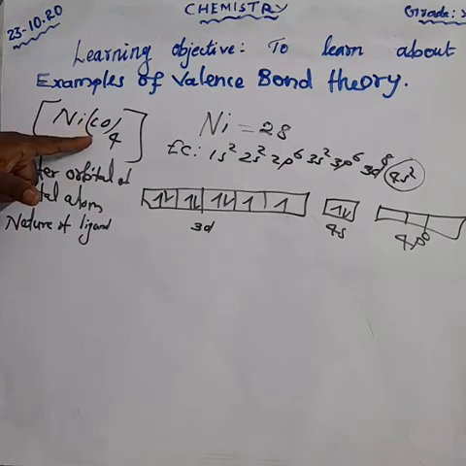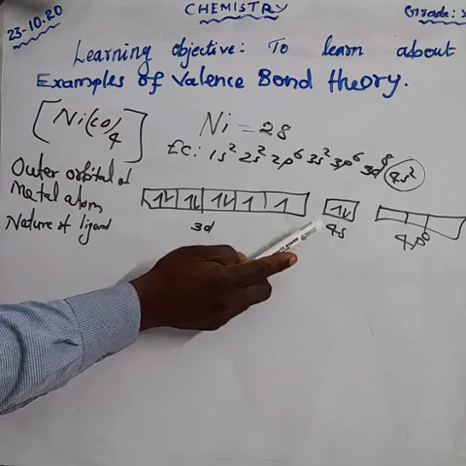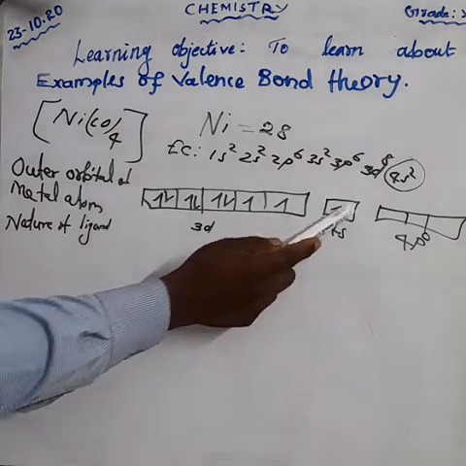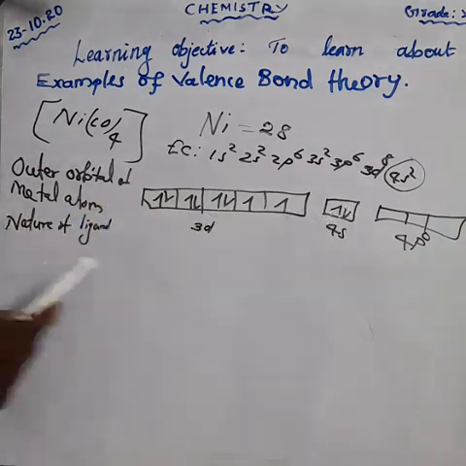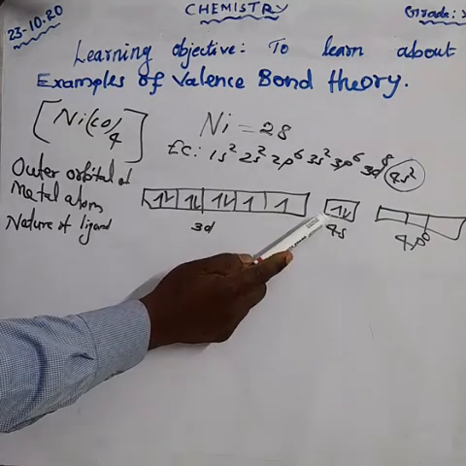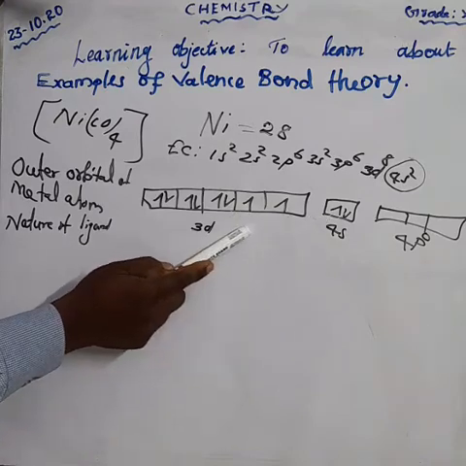Carbonyl is a neutral ligand. Here, a strong field ligand causes the pairing of the 4s electrons. This is the strong ligand, and pairing takes place in the d subshell. The 4s electrons, which are 2 in number, are paired in the d subshell.